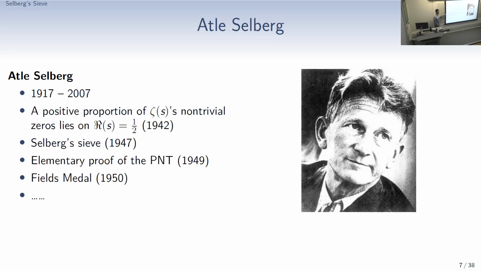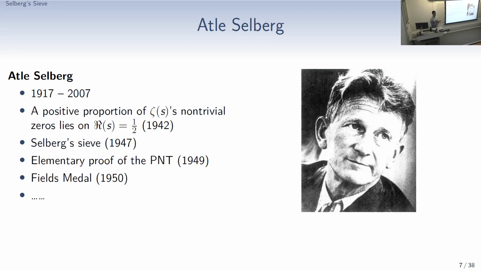And in 1947, Selberg introduced Selberg's sieve. He called it the lambda squared sieve, because in most cases you don't really name something new after yourself in your own paper. So this is what he did in 1947, and I will introduce this later. And he also produced an elementary proof of the prime number theorem in 1949.